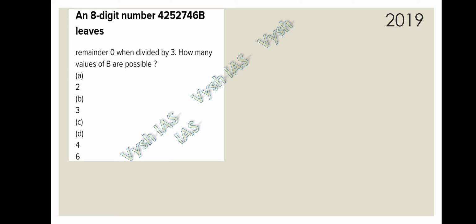An 8-digit number 4252746b leaves remainder 0 when divided by 3. How many values of b are possible? According to the divisibility rule of 3, the sum of the digits of the number should also be divisible by 3, then it will give the remainder 0. Let's do the sum of these digits. 4 plus 2, 6. 6 plus 5, 11. 11 plus 2, 13. 13 plus 7, 19. 19 plus 4, 23. 23 plus 6, 29. 29 plus b.